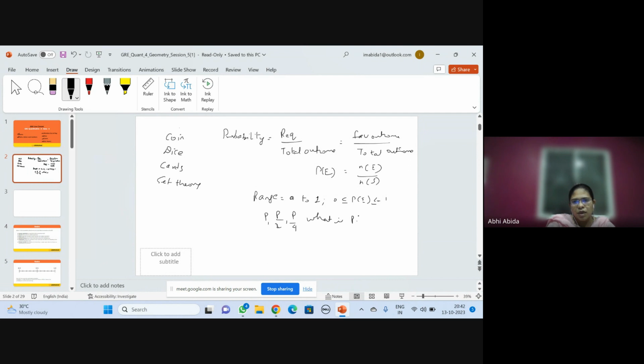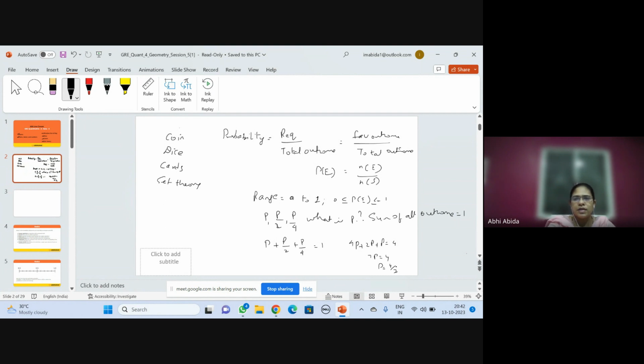To know what P is, we should know one property of probability: the sum of all outcomes in a probability will always be 1. So P plus P by 2 plus P by 4 gives you the value 1. By solving this easily, you can find the value of P. That will be 4P plus 2P plus P equals 4. So 7P equals 4, so P will be 4 by 7.